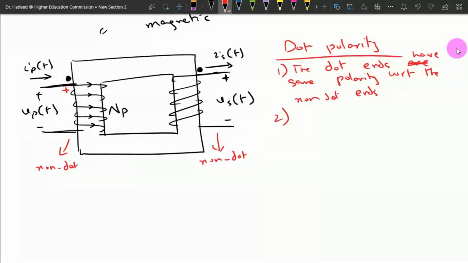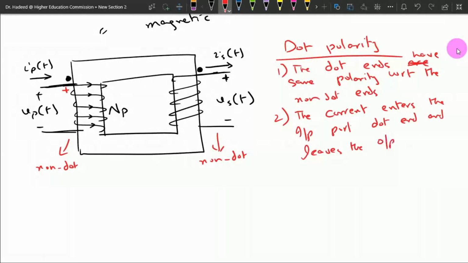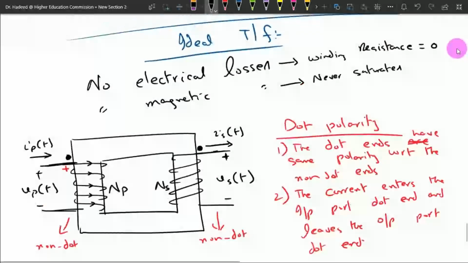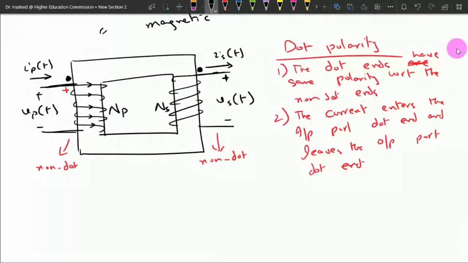The second point is that the current enters the input port dot end and leaves the output port dot end, which means that if we have the current flowing into this particular dot of this NP, then the current shall leave from the dot end of the winding NS, right? So in an ideal transformer, using this dot end, we have established this particular elementary model of a transformer, and that is used to analyze the ideal transformer as well as the real transformer.